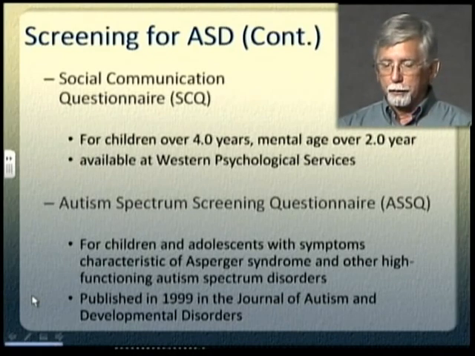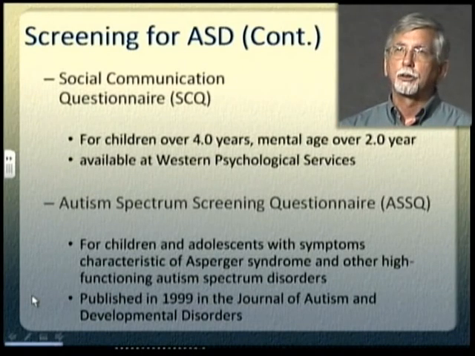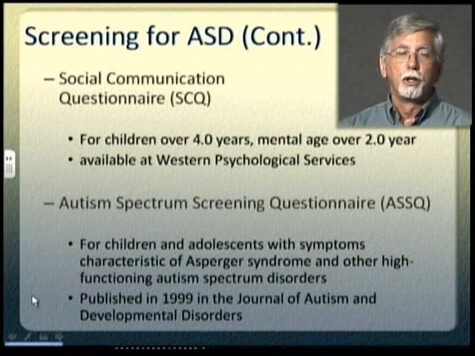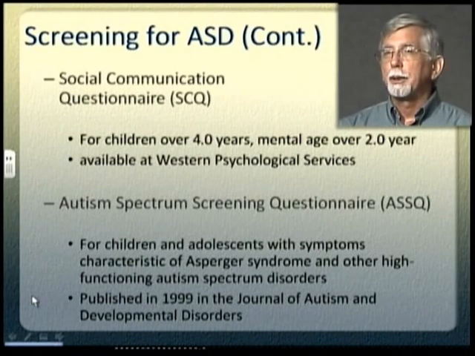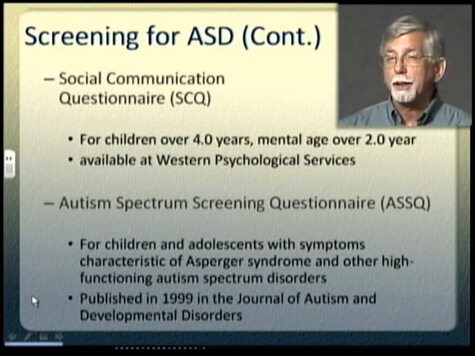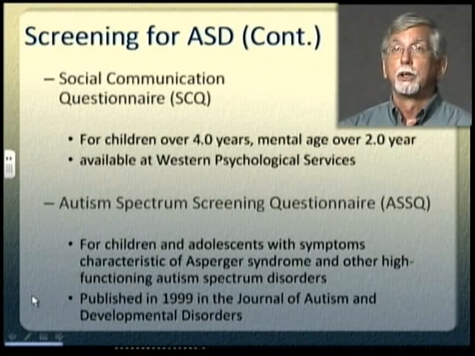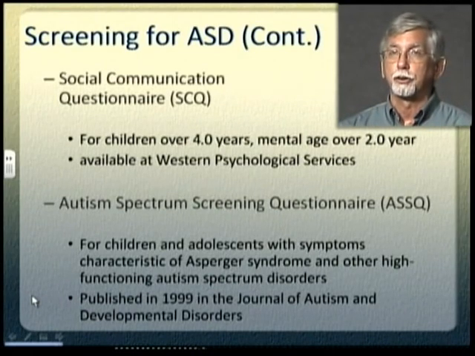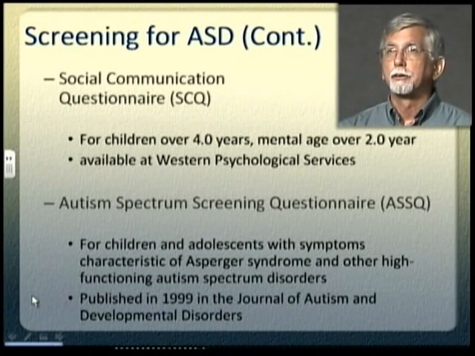The third tool that I would mention today is the Autism Spectrum Screening Questionnaire. This instrument was developed for children and adolescents with symptoms characteristic of Asperger syndrome and/or other high-functioning autism spectrum disorders. This is a tool that might be useful for children who don't display classic autism, who may have actually slipped through the cracks early on in their school career, but who are identified sometime later as displaying some characteristics of autism spectrum disorders, who are maybe capable in many ways, but we're seeing the social and communication features that might indicate autism. This instrument is not commercially available, but it was published in the Journal of Autism and Developmental Disorders in 1999 and can be taken from there.